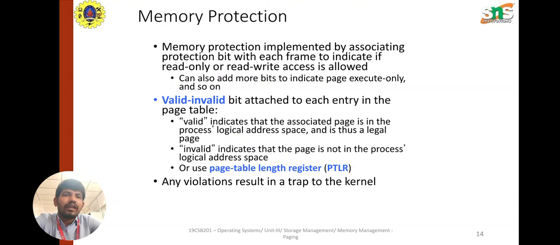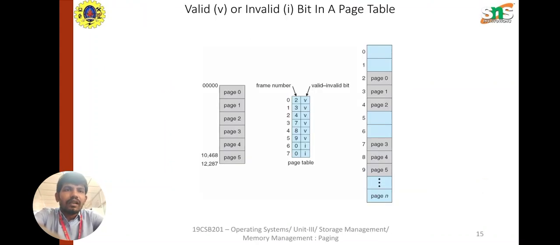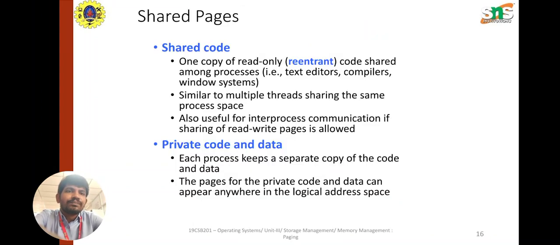Valid indicates that the associated page is in the process's logical address space, and is a legal page. Invalid indicates that the page is not in the process's logical address space, or we use the page table length register. This is the valid or invalid bit. The page table contains a frame number and a valid or invalid bit. Here, some entries are marked invalid, and pages 6 and 7 are marked as valid.